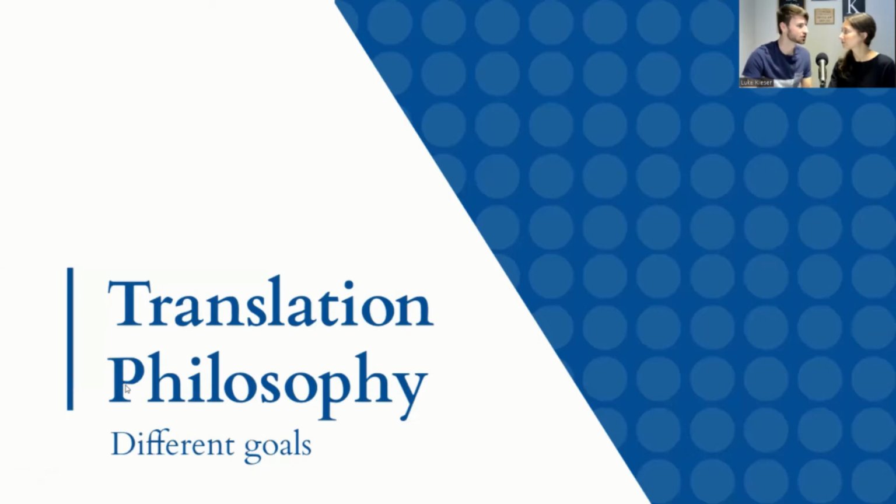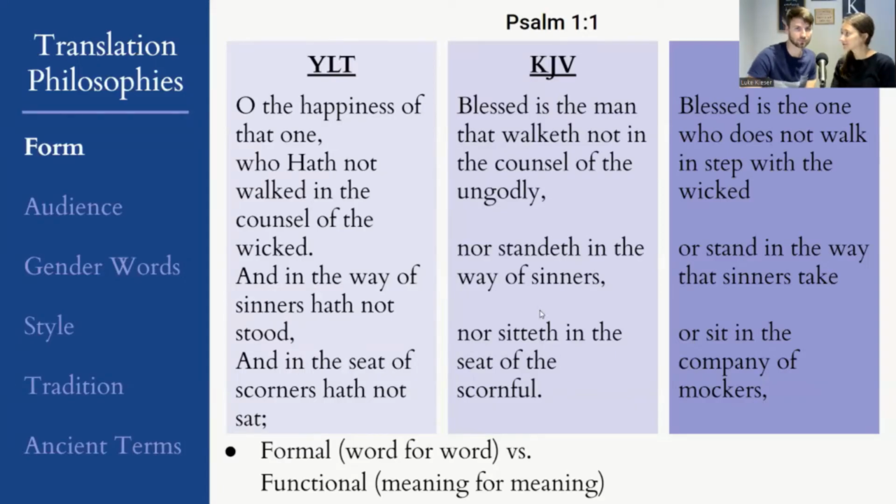And this is translation committees just have different goals with what they want their translation to accomplish. Okay. What are some examples of these goals? Yeah. So let's look at Psalm 1. Here we have Psalm 1:1 in 3 different translations, and let's just read them. So this is the Young's Literal Translation. It says, "Oh, the happiness of that one who hath not walked in the counsel of the wicked, and in the way of sinners hath not stood, and in the seat of scorners hath not sat."